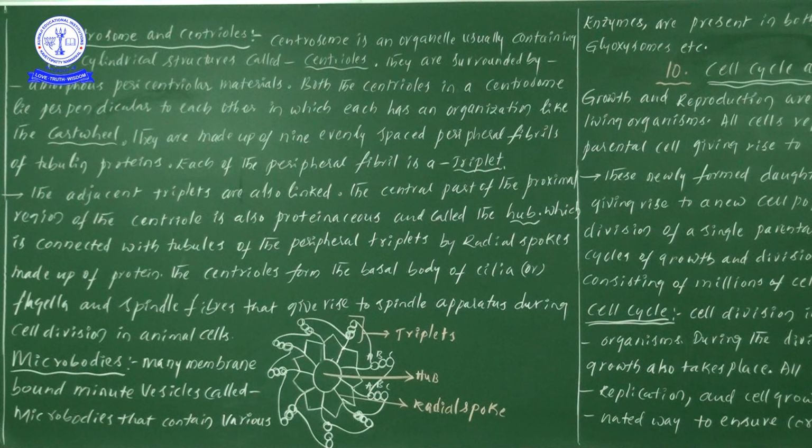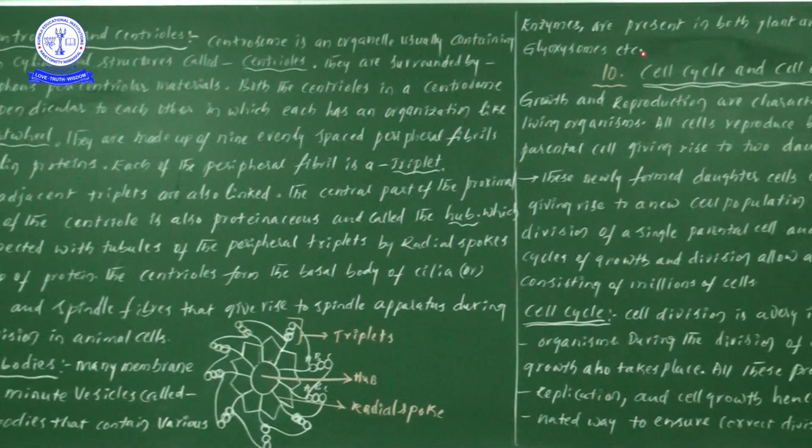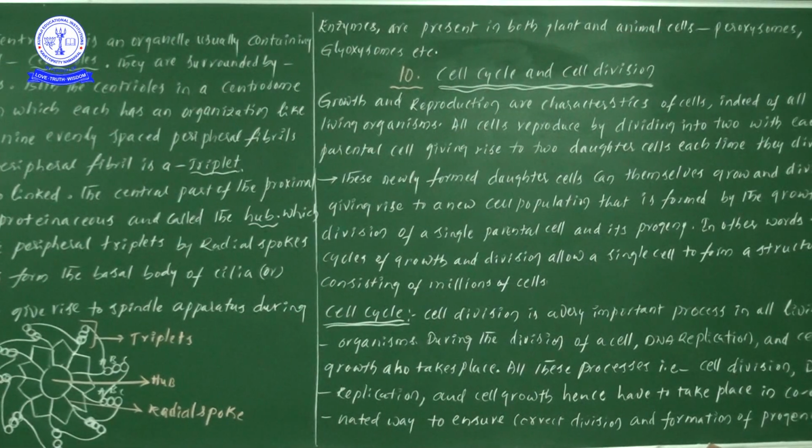Till now we have seen the information on centrioles. This is a structure, so try to practice it one or two times. Next, the last and final topic is microbodies. Microbodies are many membrane-bound minute vesicles that contain various enzymes, present in both plants and animals.